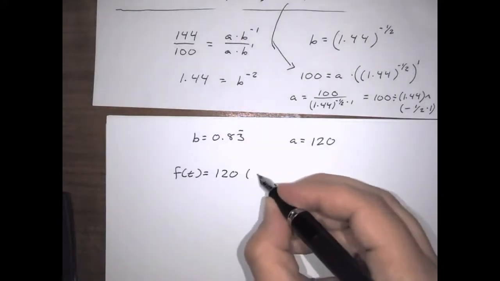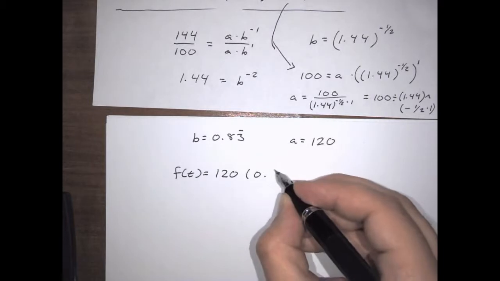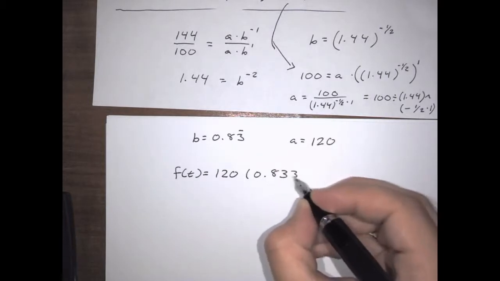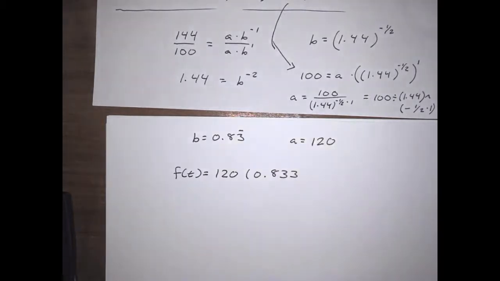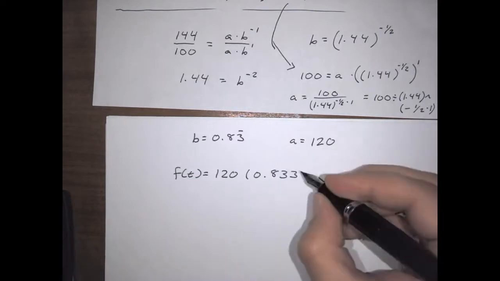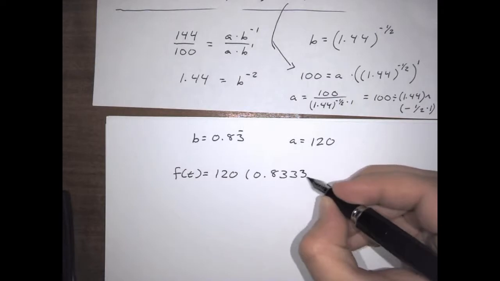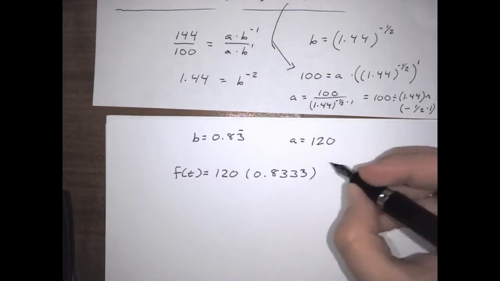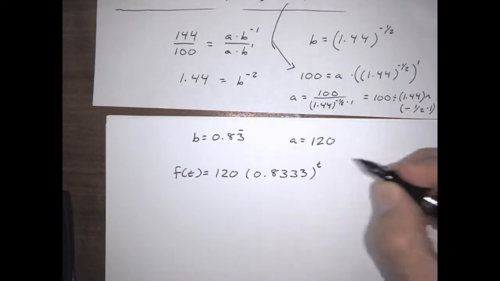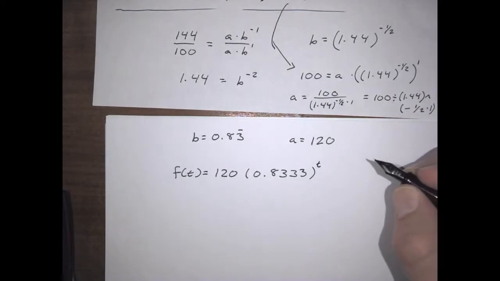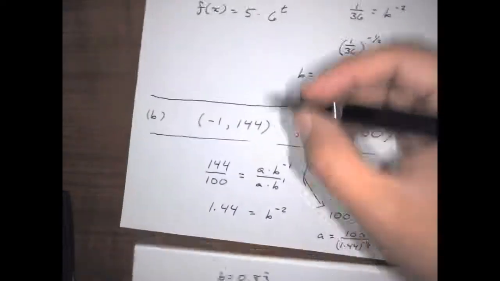120 times 0.833. So the way your book recommends this is it says 4 decimal places on its eventual answers, and it can do a t or an x. But what you can't do is both.